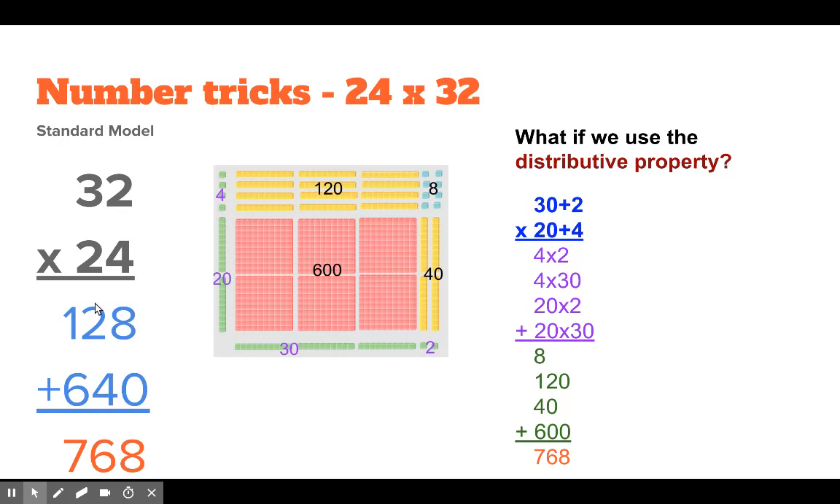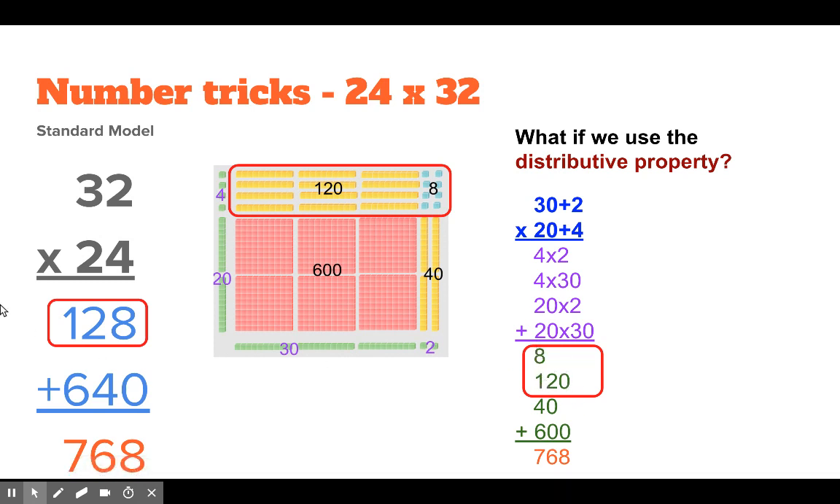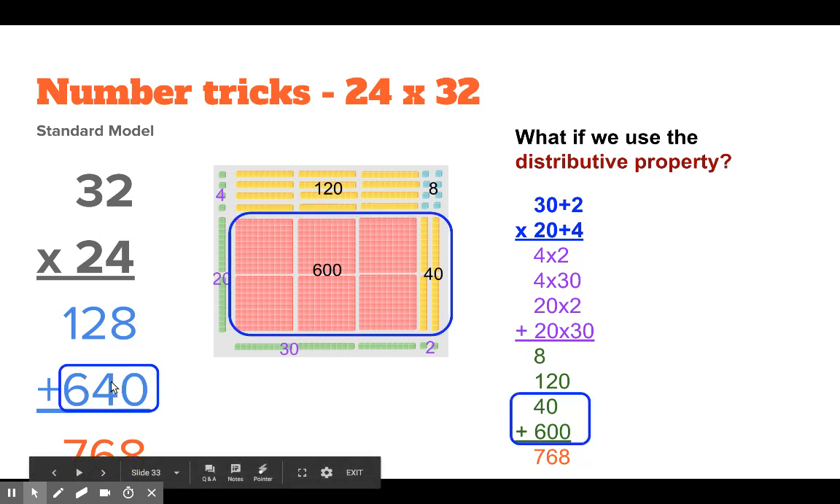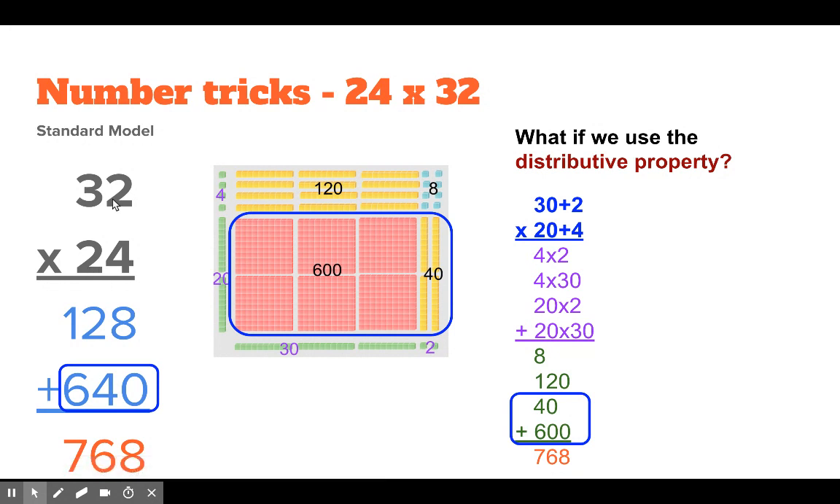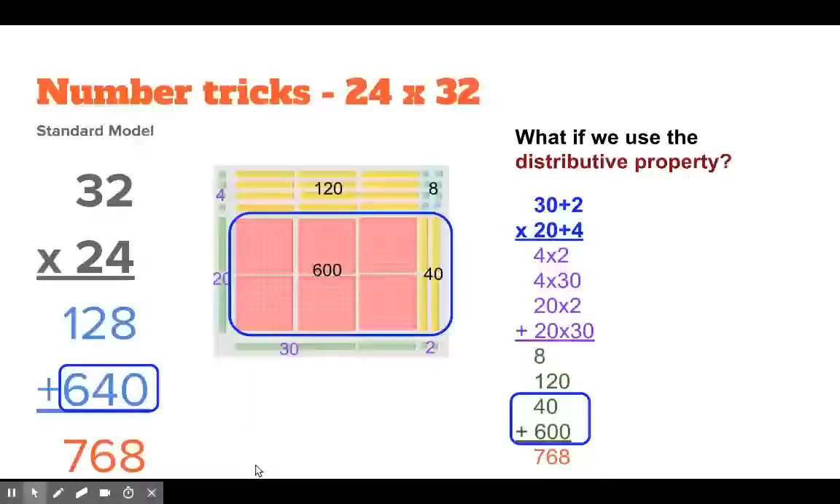And of course, you see that all we've done over here is we've just taken a little bit of a shortcut, and we've solved the 120 plus the 8 as a unit, and we've solved the 40 plus the 600 as a unit. The 0 is only here because we're not multiplying 2 times 32. We're actually multiplying 20 times 32, and that's why we have that 640.